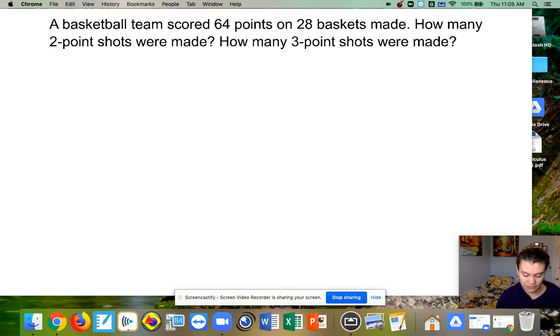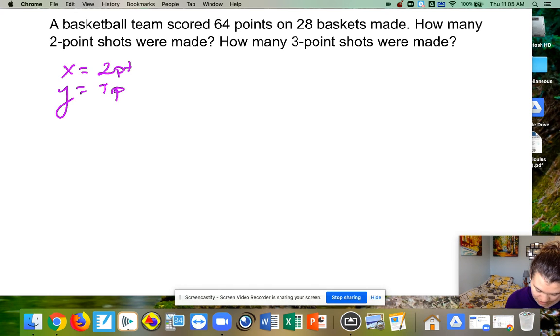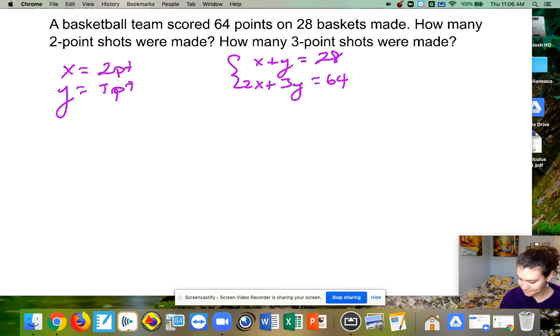All right, last one. So a basketball team scores 64 points total and makes 28 baskets. How many 2-point shots were made? How many 3-point shots were made? So let's say x is your 2-point shots, y is your 3-point shots. Again, you could flip that around, it doesn't matter. We know that there was 28 baskets made, and total you had 64 points. Again, you could do substitution, you could do graphing, you could do elimination, it's up to you.